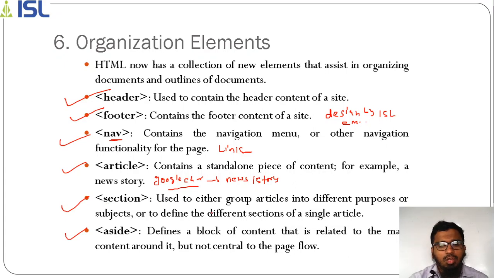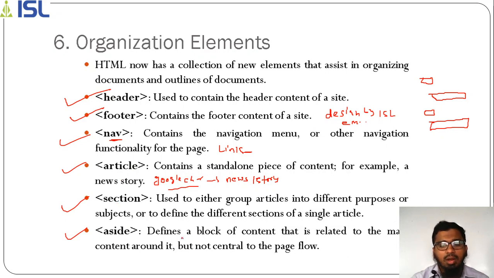Next, section, used to either group articles into different purposes or subjects, or to define the different sections of a single article. So here the section is also the same thing, it will display a main heading, then paragraph, main heading and paragraph, okay. So this section is used to group articles, okay.